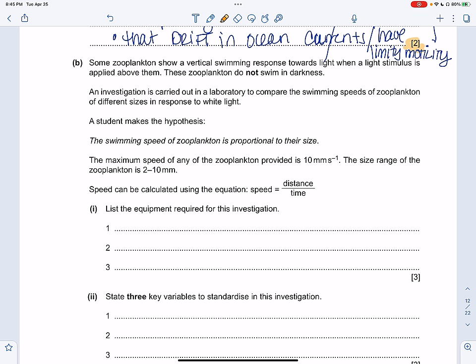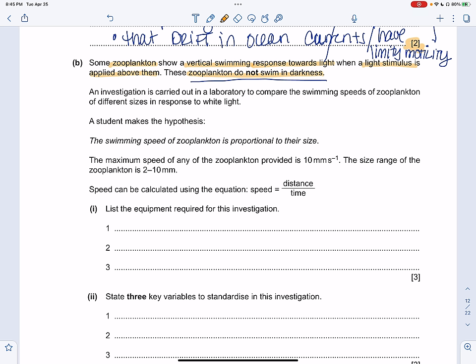And here's our experimental design. Some zooplankton show vertical up and down swimming responses towards light when a light stimulus is applied above them. And side note, I like to draw these out for my brain whenever I'm imagining this, since I can't see it in front of me, so I know what it would look like. The zooplankton do not swim in darkness. I repeat, they do not swim in darkness.